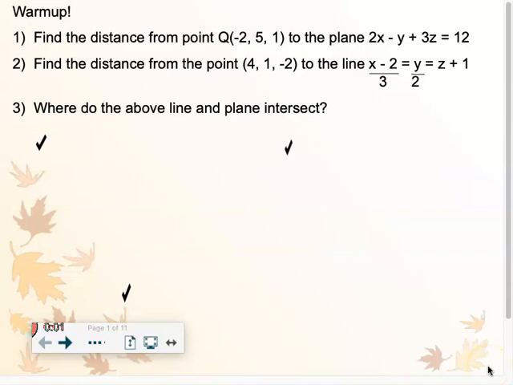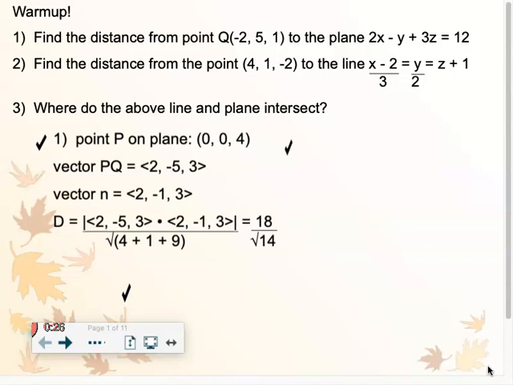Okay, so find the distance from point Q, the point, to a plane. I don't know if I'm going to show you the answer. I could draw a picture, because I'm pretty sure I don't have a picture in my answer. Let me show the solution first. Let's just check and see how we did.